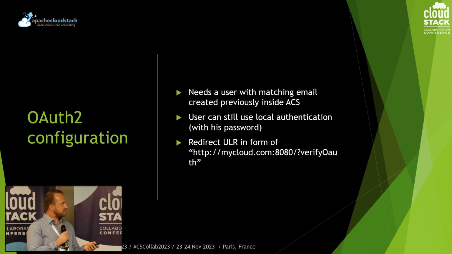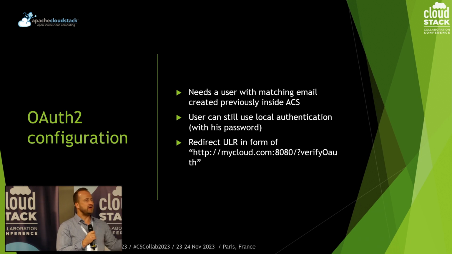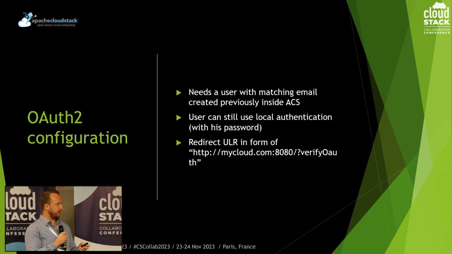The interesting thing is this one. We need to know, and again, this is only documentation. You have your main URL without /client, because that's basically the web app. And then you just add question mark verify OAuth. That's the form of the URL, which is a redirect URL. This is what you will paste both on the provider, GitHub, and also in CloudStack when you configure GitHub as a provider.